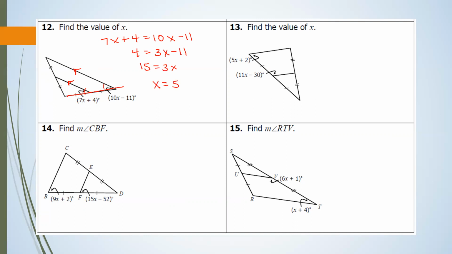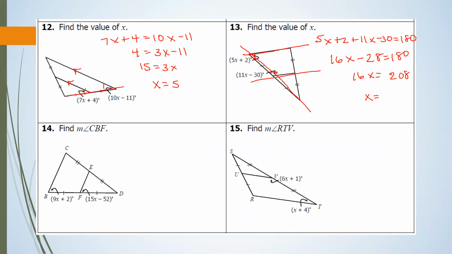And number 13, the angles that are labeled are here and here. These two lines are parallel, and here would be your transversal. So this angle relationship is actually consecutive interior angles. And consecutive interior angles are not congruent, they're supplementary. So we're going to add these two together, and they're going to sum to 180. Combine our like terms, add 28 to both sides. 108. And then divide both sides by 16.